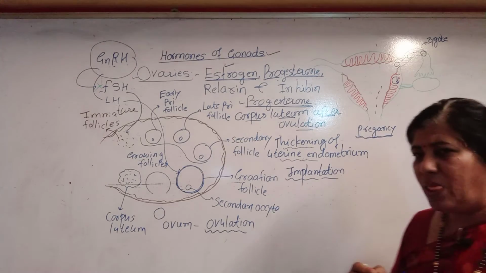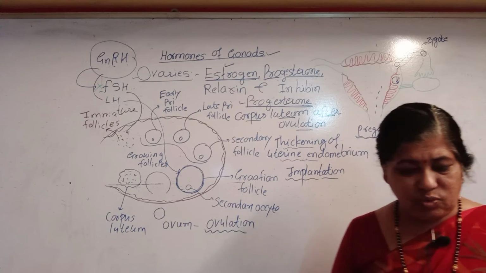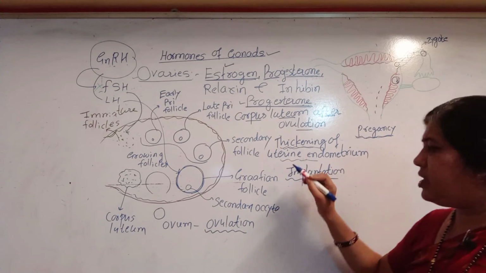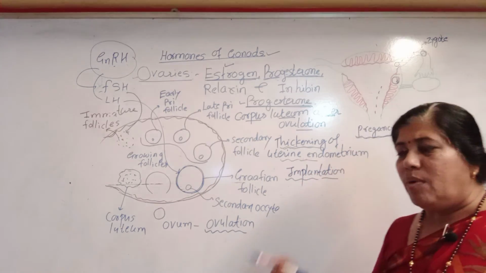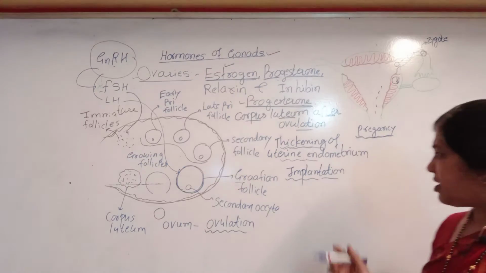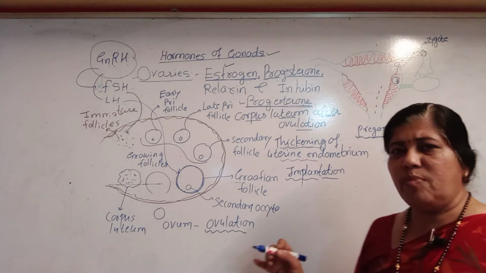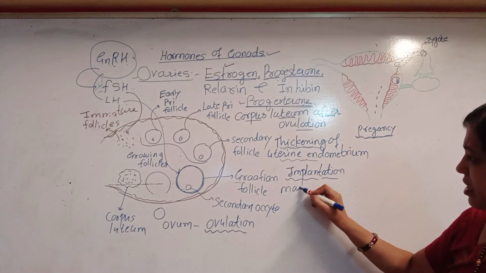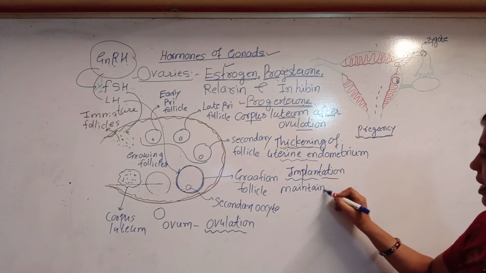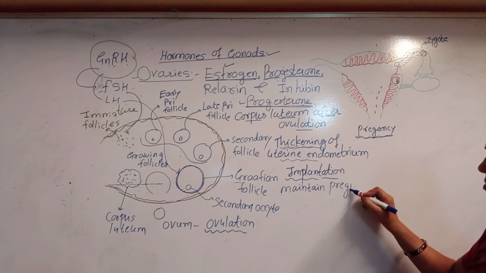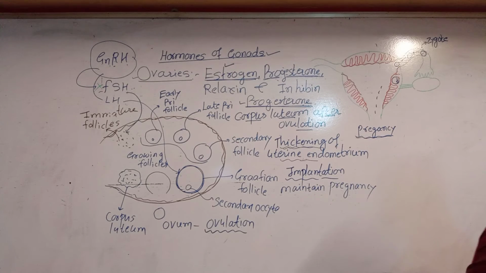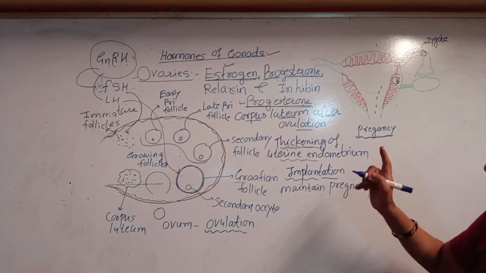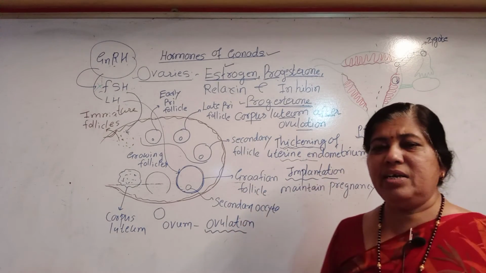Any difficulty, beta? This is called implantation. So what is the first role of progesterone? Progesterone is responsible for thickening of the uterine endometrium. Progesterone prepares the uterus for implantation. Progesterone maintains pregnancy. It prevents abortion. Progesterone maintains pregnancy means it prevents abortion.